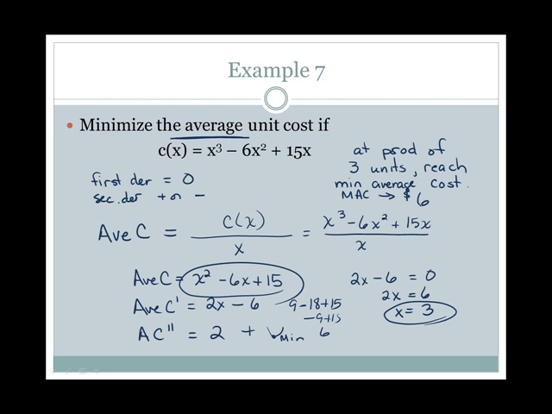Now notice we haven't said the word profit because we're not talking about profit here. It may be that we want to spend more because maybe our profit will be higher if we make 4 items. So this is just talking about cost in this example.